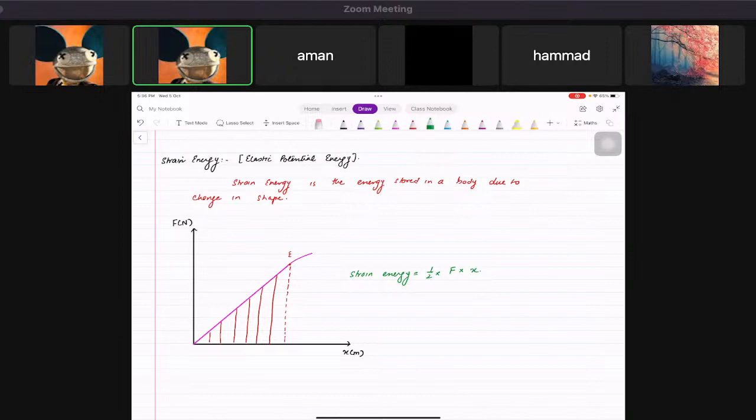So generally, when you have this formula, you already know that F is equal to kx, so we can replace this F right here. So the other formula for strain energy, which is widely used, is half times kx times x, which is half kx square.